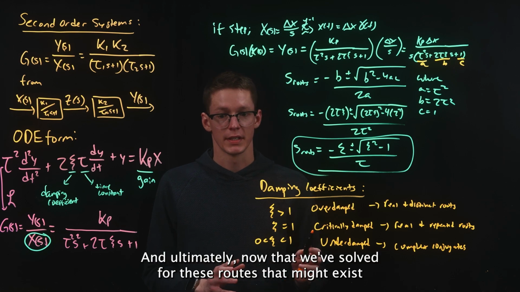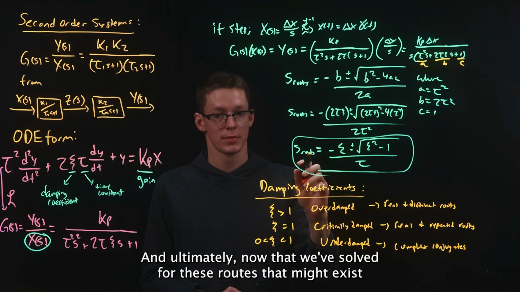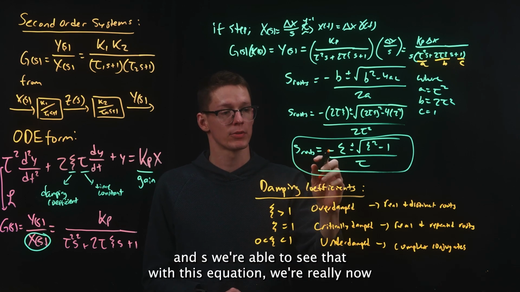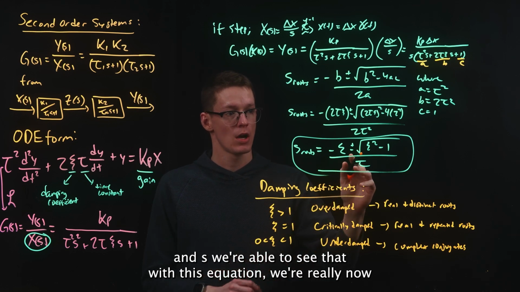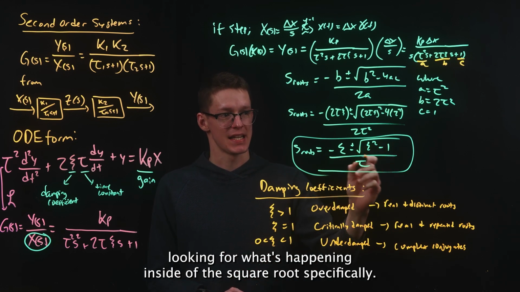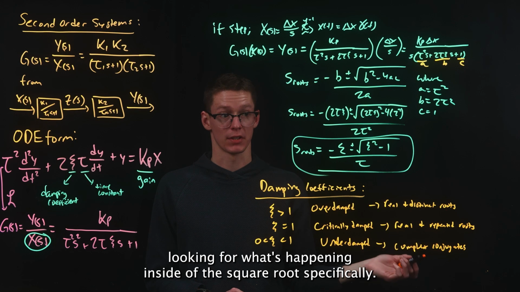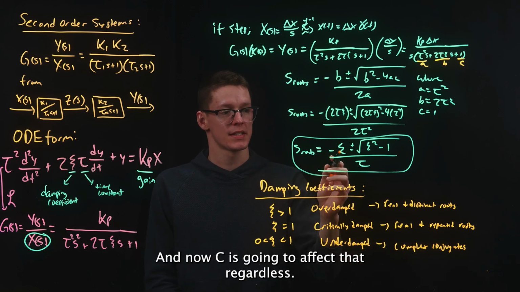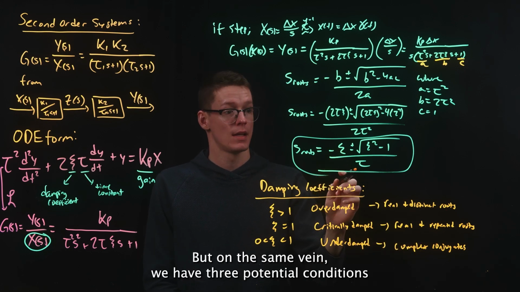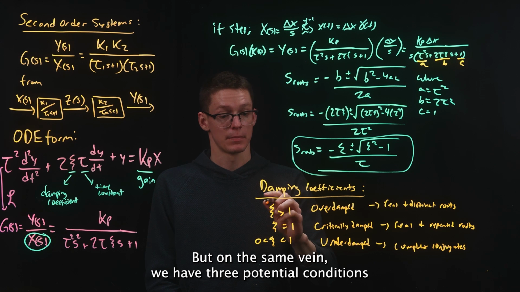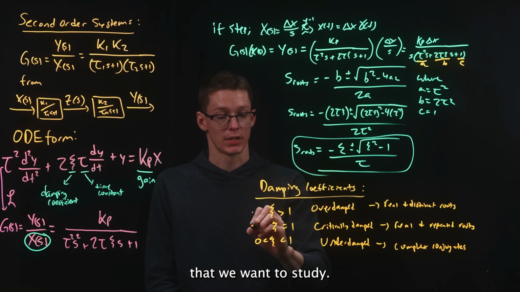And ultimately, now that we've solved for these roots that might exist in S, we're able to see that with this equation, we're really now looking for what's happening inside of the square root specifically. And now C is going to affect that regardless. But on the same vein, we have three potential conditions that we want to study.